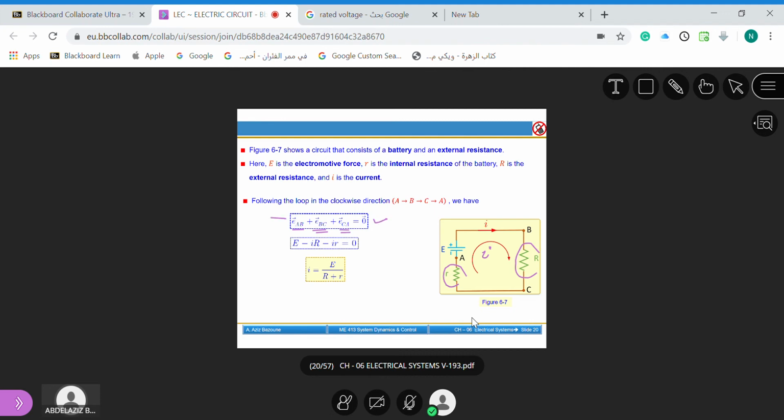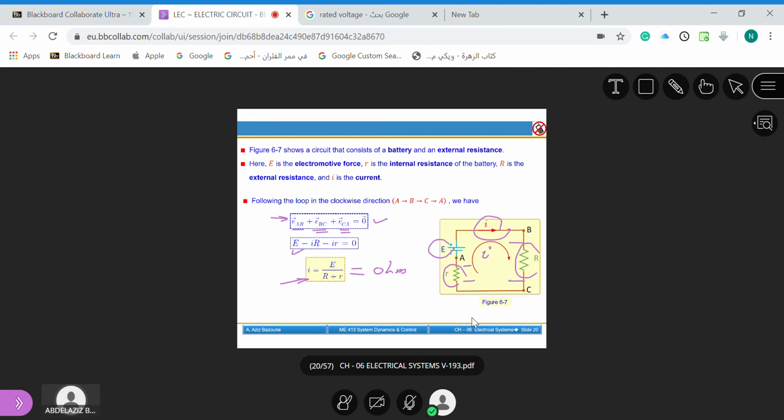This is a vectorial sum. If we remove the arrow, we should take the directions into account. We have the voltage E, positive. The voltage through the resistance R here is negative, so minus IR, because the current is passing through this one. So we can write E minus IR is equal to 0. Or we can say the current passing through is simply E over R, which is simply Ohm's law.